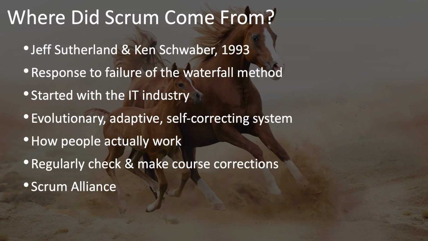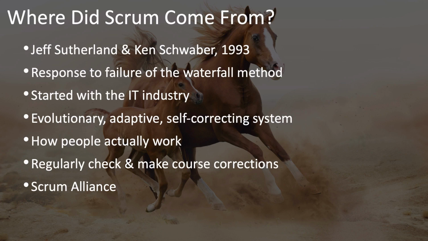Scrum, like the Agile Manifesto, was created as a response to the miserable failure of predictive approaches, which we now commonly refer to as the waterfall method. It started with the IT industry, where it seemed that no amount of careful, upfront planning and colorful Gantt charts could prevent software development projects from quickly falling behind schedule, going over budget, and failing to deliver what the customer needs.